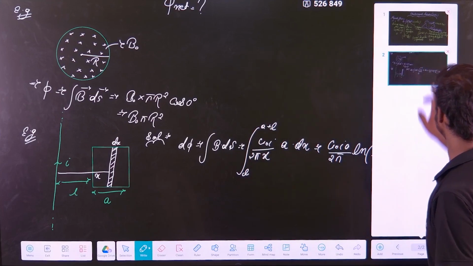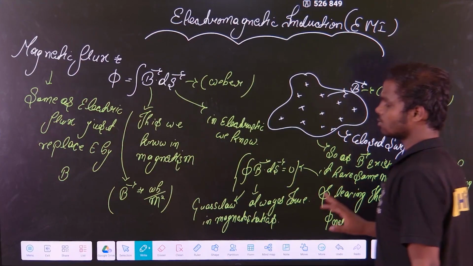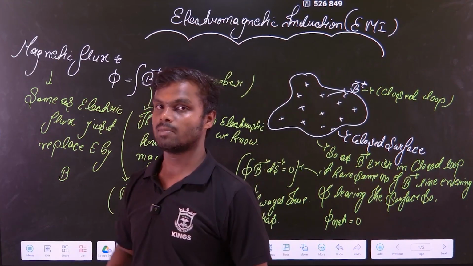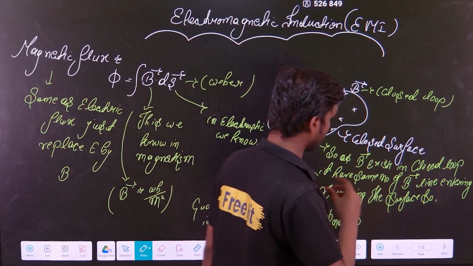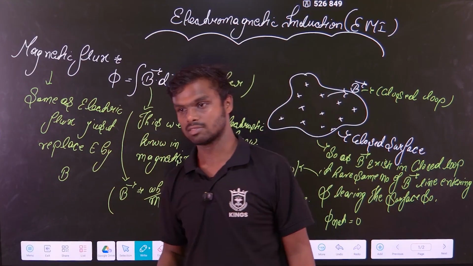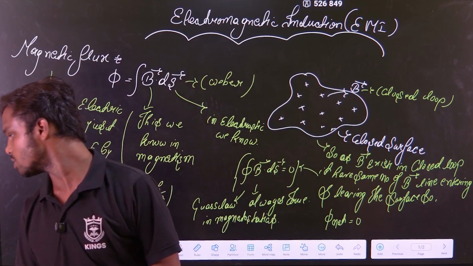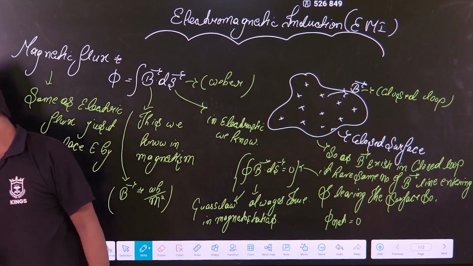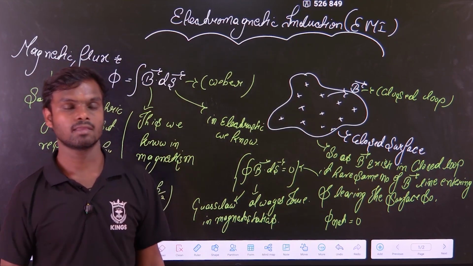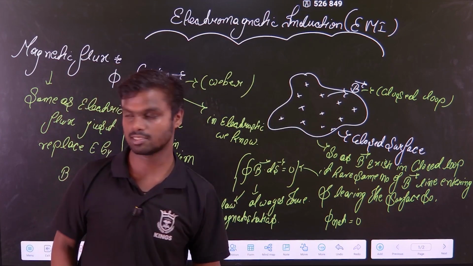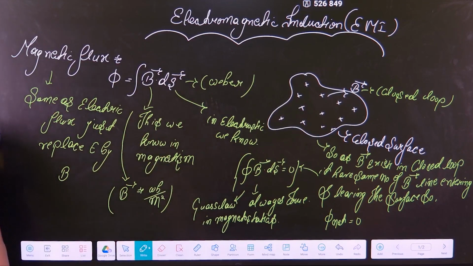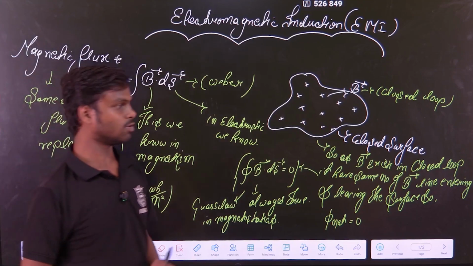I hope you understand the magnetic flux. What you basically have to remember is that magnetic flux is defined similarly to electric flux, but the only difference is that it counts the number of magnetic field lines. That is a simple thing. So this is about the magnetic flux.